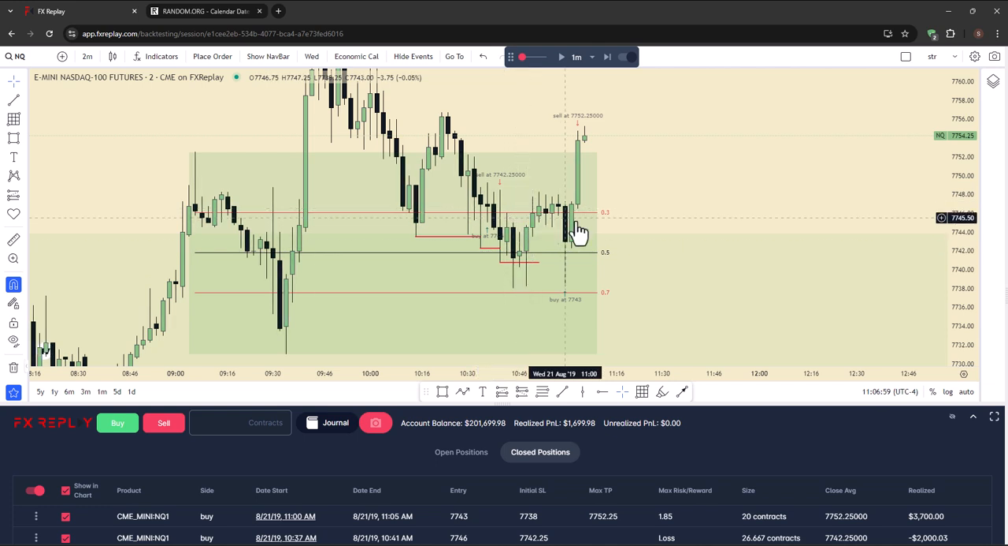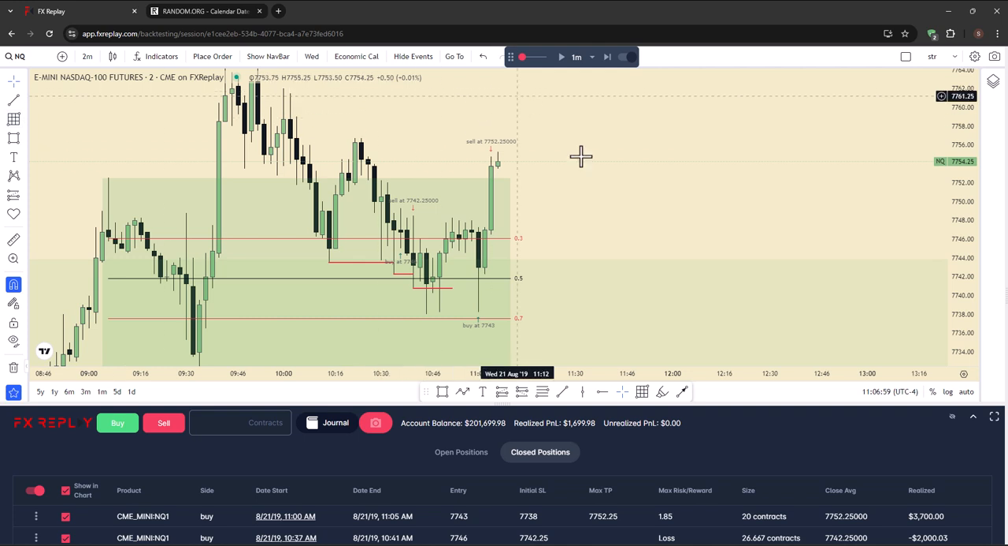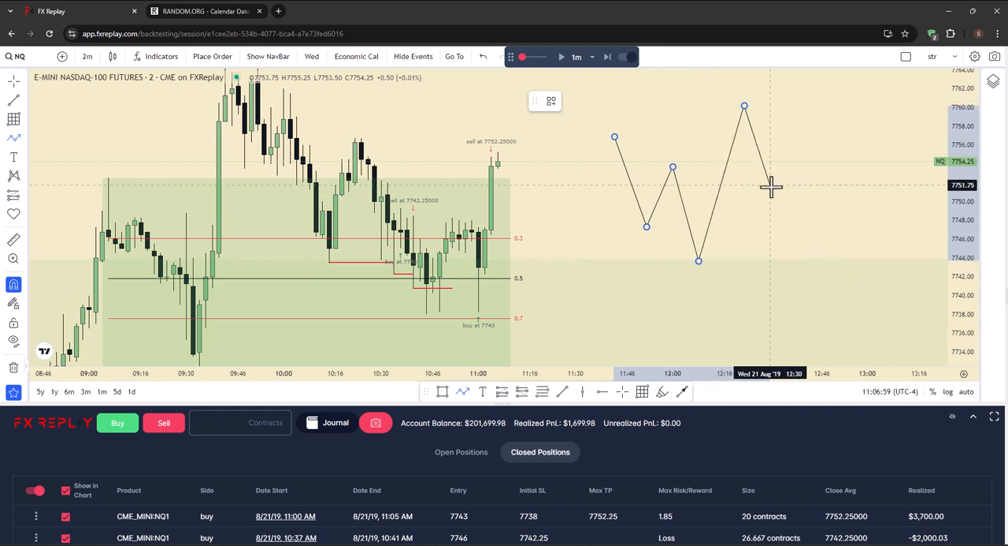On the lower time frames, it will look like this. So always put your stop loss below this right here.